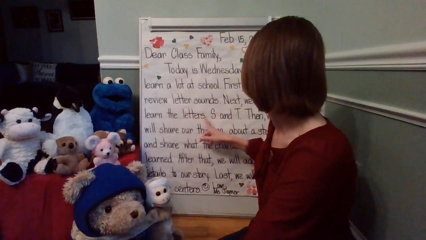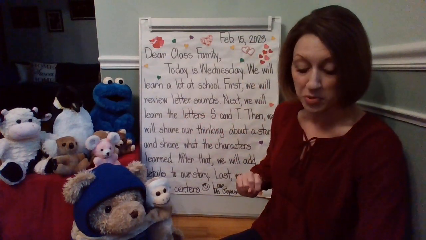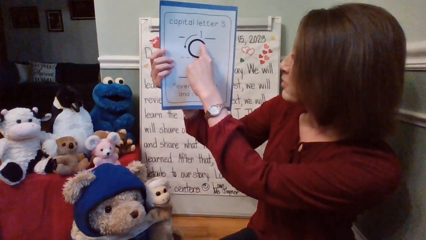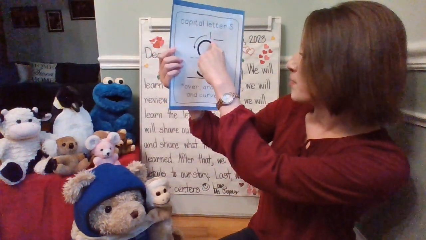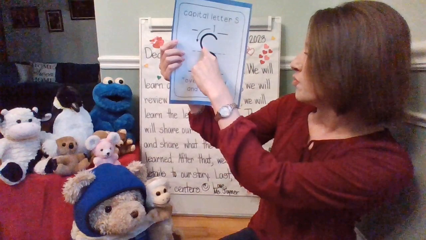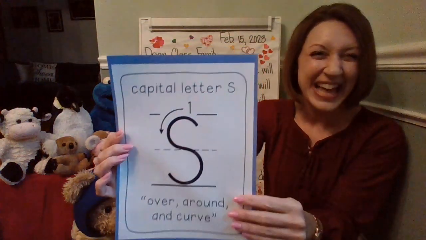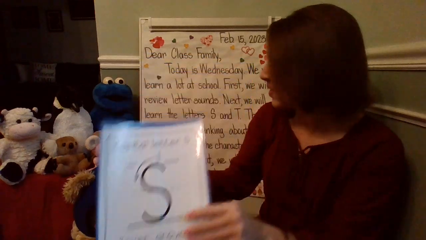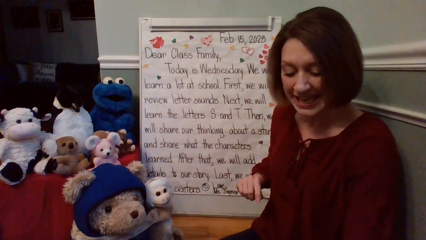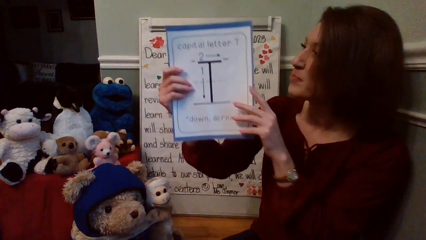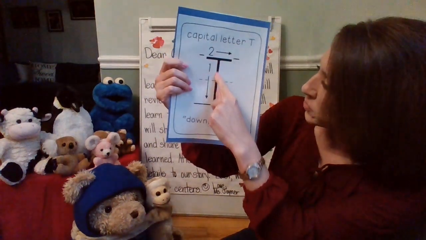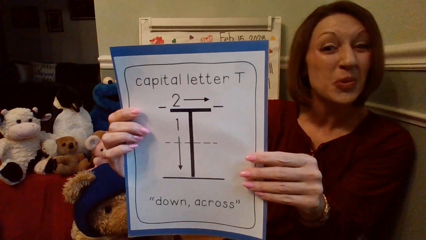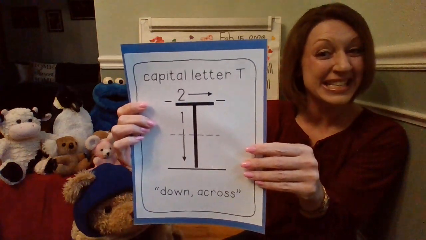Next, we will learn the letters capital S and capital T. We'll practice writing these letters. Remember, with a capital letter S, start at the top, go back, over, around, and curve like S, snake, S. We'll also do a capital letter T like T, top, T. Start at the top, pull straight down, pick up, pull across left to right. We'll be working on those capital letters S and T today in kindergarten.